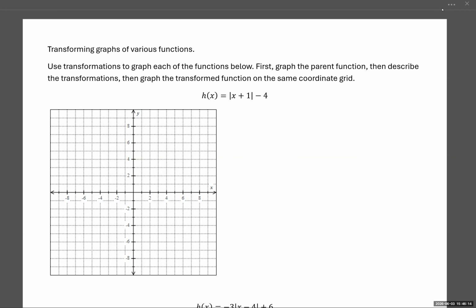Transformation of graphs. In order to transform any graph successfully, you need to know what the parent function looks like. Our first example is an absolute value function. So the parent function would be y equals the absolute value of x. Now, the look of a parent function is something that you will just have to memorize.